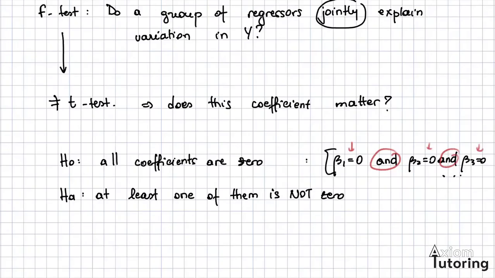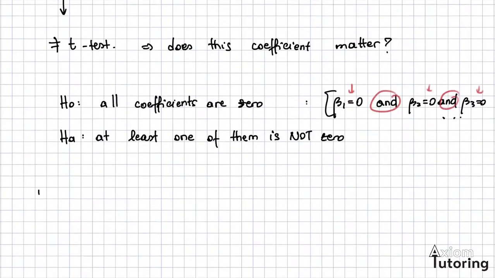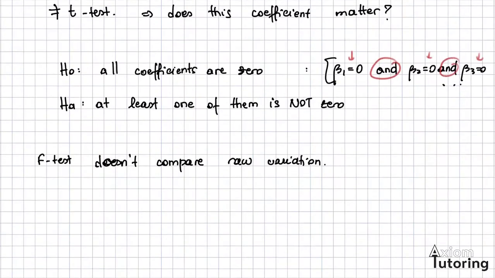Conceptually, the F-test compares how much variation the model explains to how much variation is left unexplained. But keep in mind, it does not compare raw variation. So let me just write this. F-test does not compare raw variation. It compares explained variation per regressor to unexplained variation per degree of freedom. Okay?